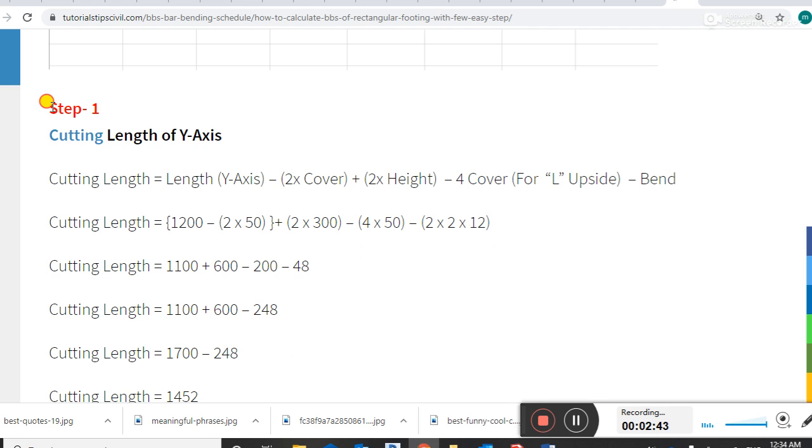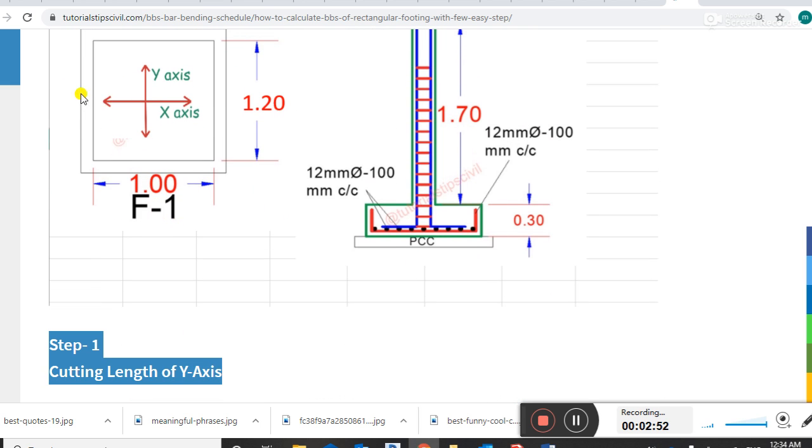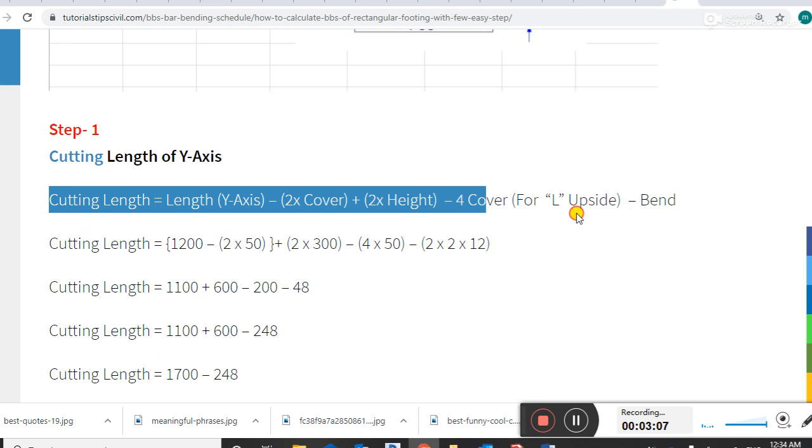Guys, step number 1 for the calculation: cutting length in the y-axis. This is our x-axis, it is horizontal, and this is vertical, the y-axis. Cutting length is equal to length in y-axis minus 2 into cover plus 2 into height minus 4 cover for L upside minus bend cutting length.